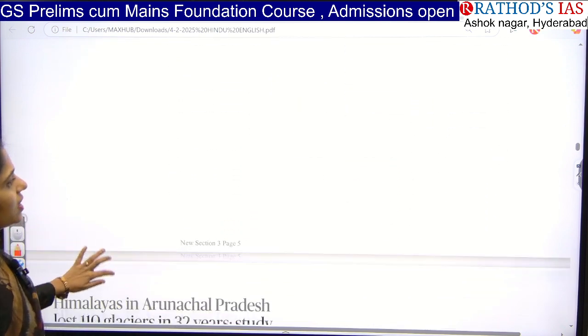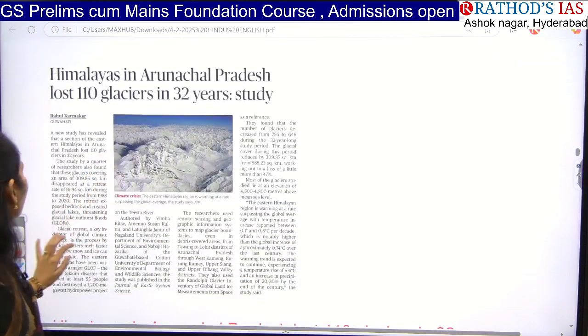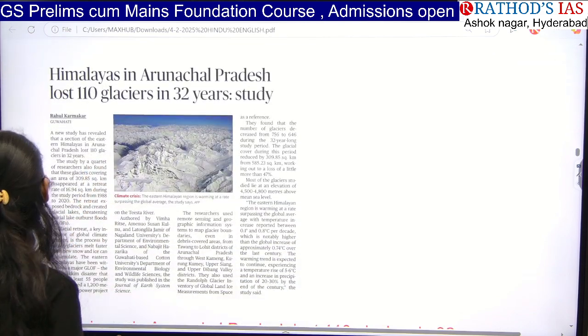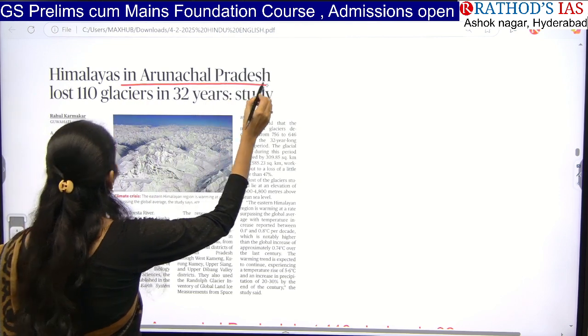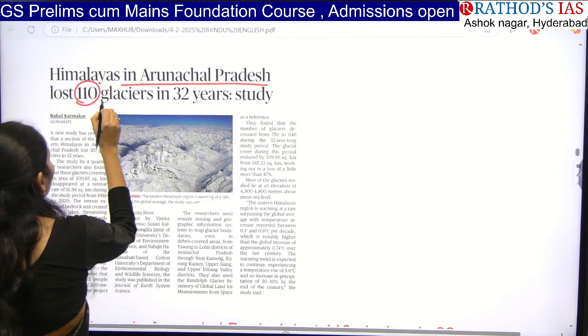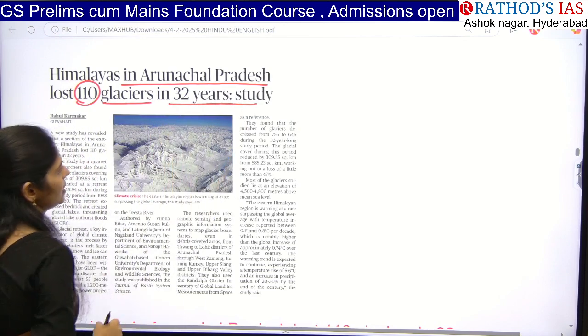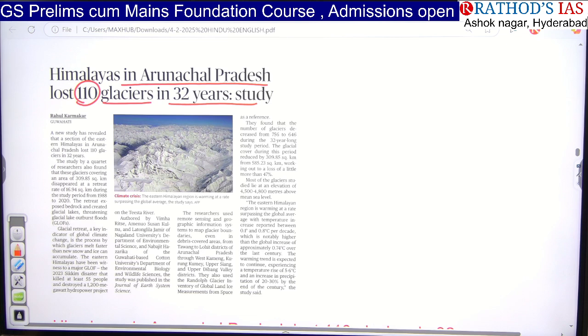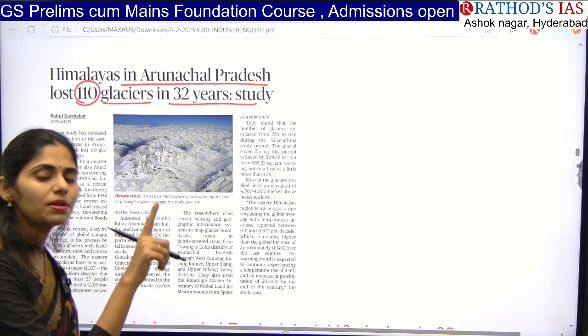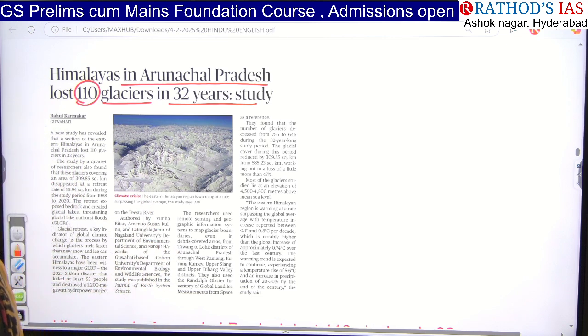And now let us see the next article. Title says Himalayas in Arunachal Pradesh lost 110 glaciers in 32 years, says study. So this article is talking about climate change impact on losing of glaciers.